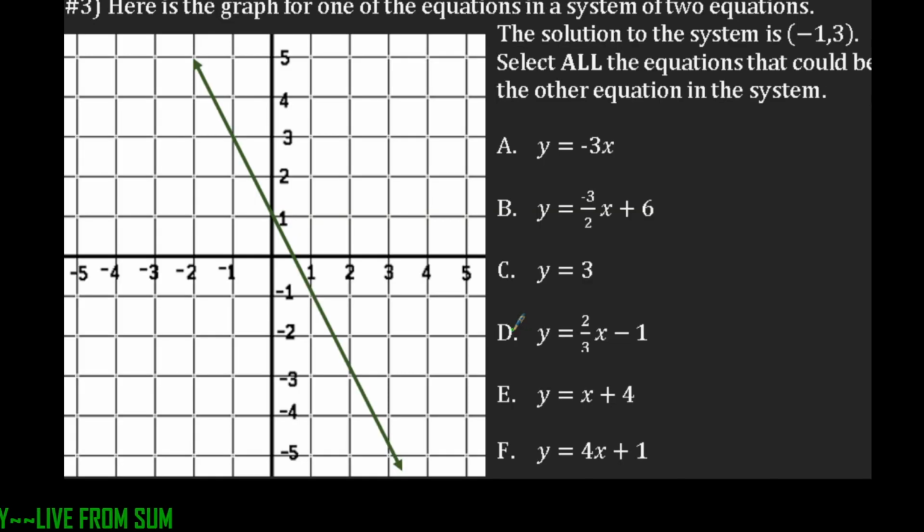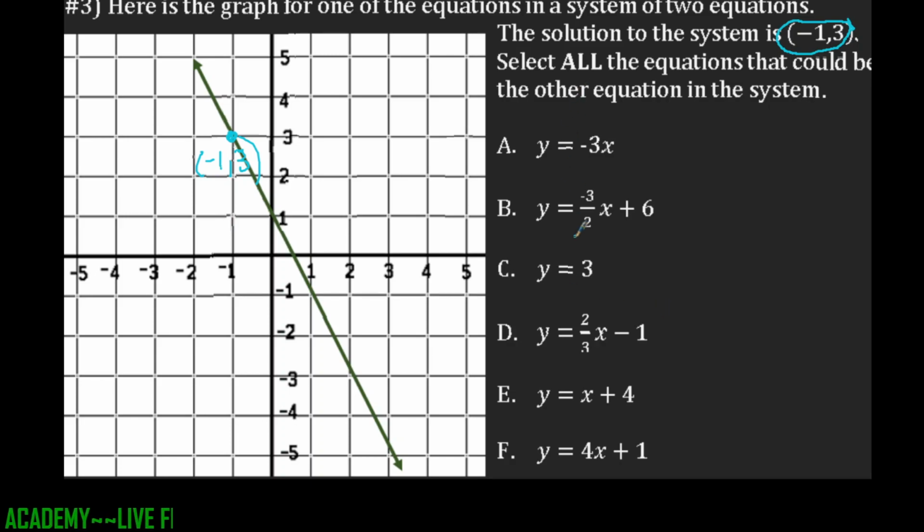For number 3, it says here is a graph for one of the equations in a system of two equations. It says the solution to the system is (-1, 3). And it says select all the equations that could be the other equation in the system. So it gives you the graph for one of them, and what we're trying to find is, well, it has to go through this point, -1, 3. That's going to be the solution point to the system.